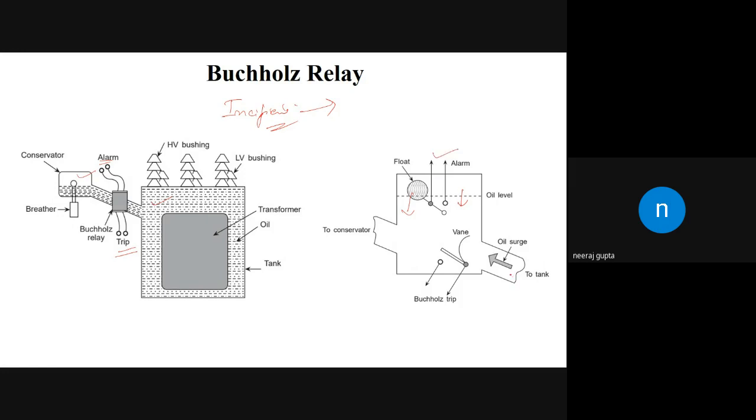And the other type of contacts is the trip contacts. When a large pressure is created within the transformer because of some kind of fault within the system, the oil will move through that vane, and as a result it will trip. So this is the Buchholz relay.